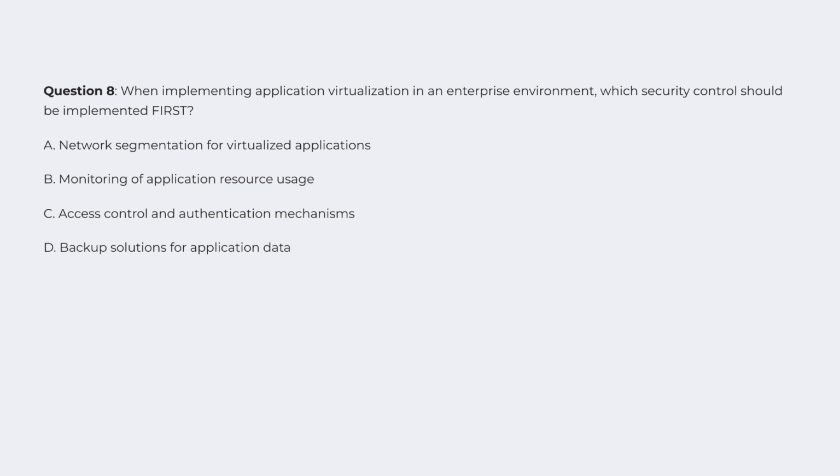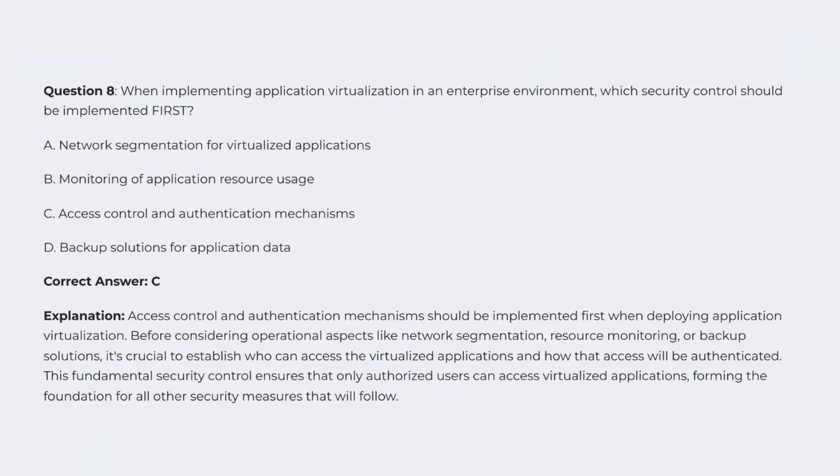Correct answer, C. Explanation. Access control and authentication mechanisms should be implemented first when deploying application virtualization. Before considering operational aspects like network segmentation, resource monitoring, or backup solutions, it's crucial to establish who can access the virtualized applications and how that access will be authenticated. This fundamental security control ensures that only authorized users can access virtualized applications, forming the foundation for all other security measures that will follow.